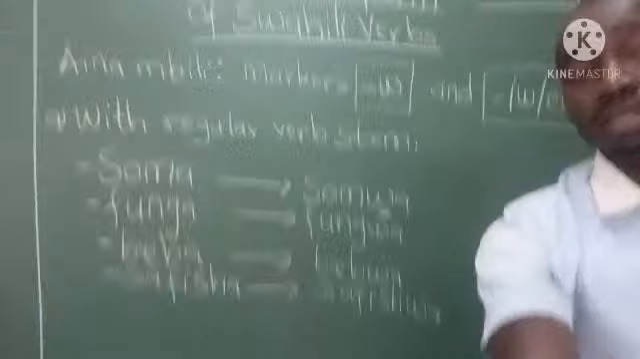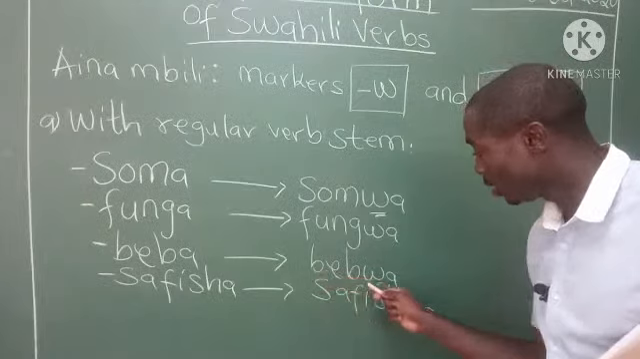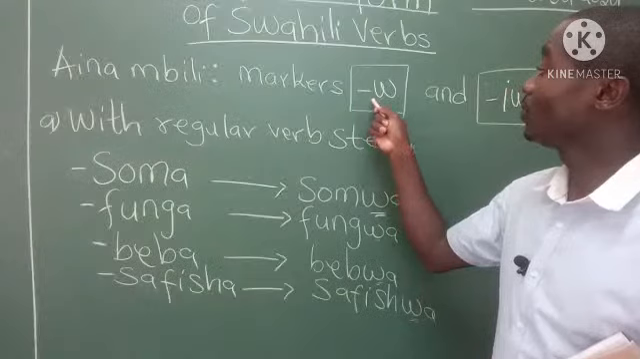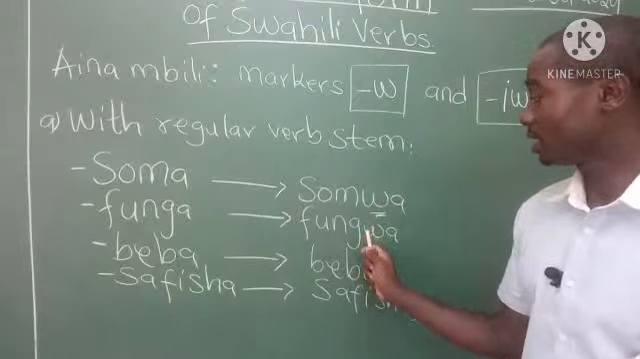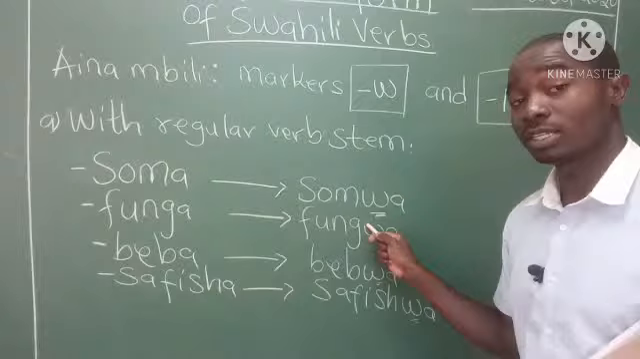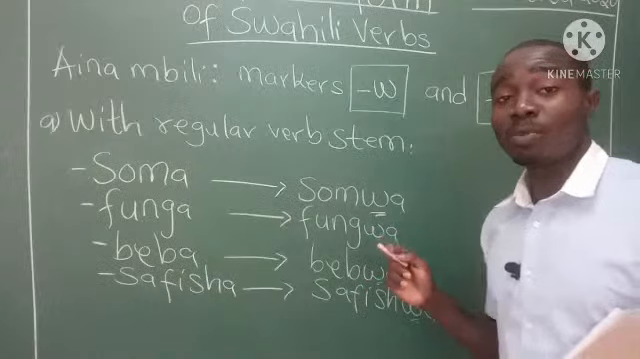It will be bebwa. You see, what we are doing here is taking this and fixing this one between this and this. So in the first case, it becomes somwa. We fixed this one. And then in the second part, funga became fungwa. We put this one, right? Sawa. And then beba becomes bebwa. Bebwa, you know? Bebwa, sawa.